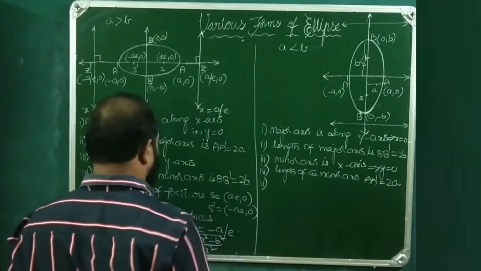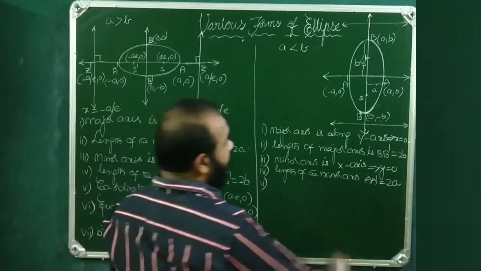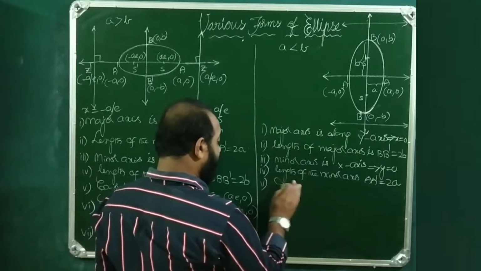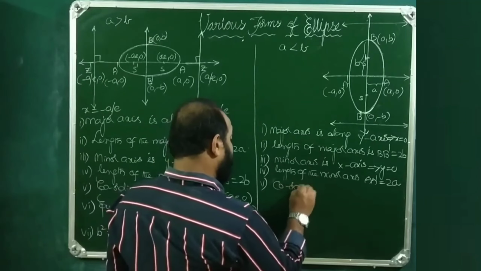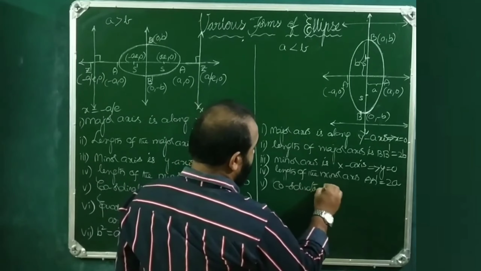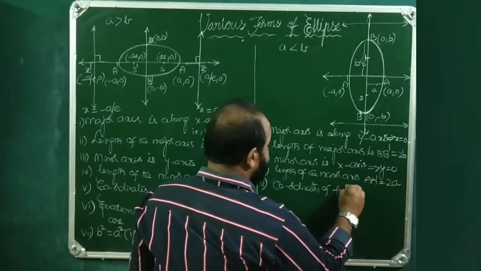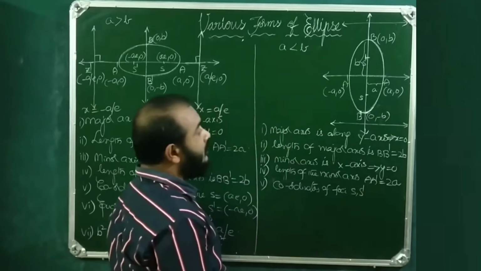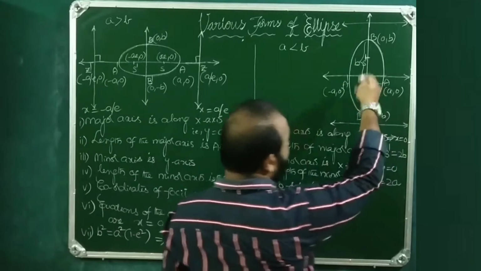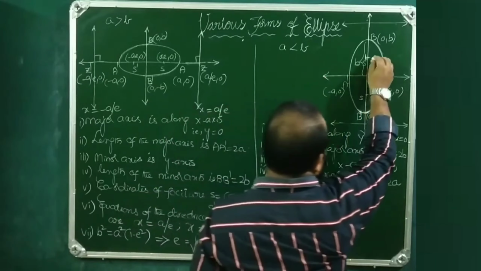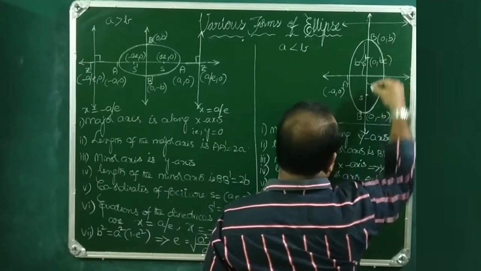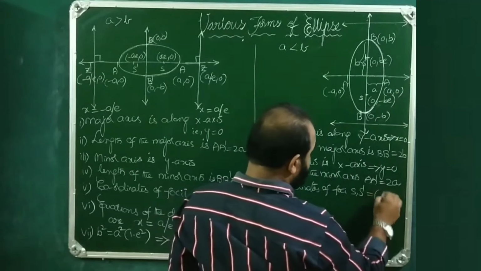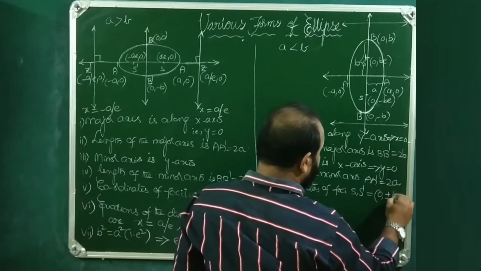And the coordinates of foci are S and S dash. So here, since they are lying on the y-axis, this is 0 comma be and this is 0 comma minus be. So that is equal to 0 comma plus or minus be.